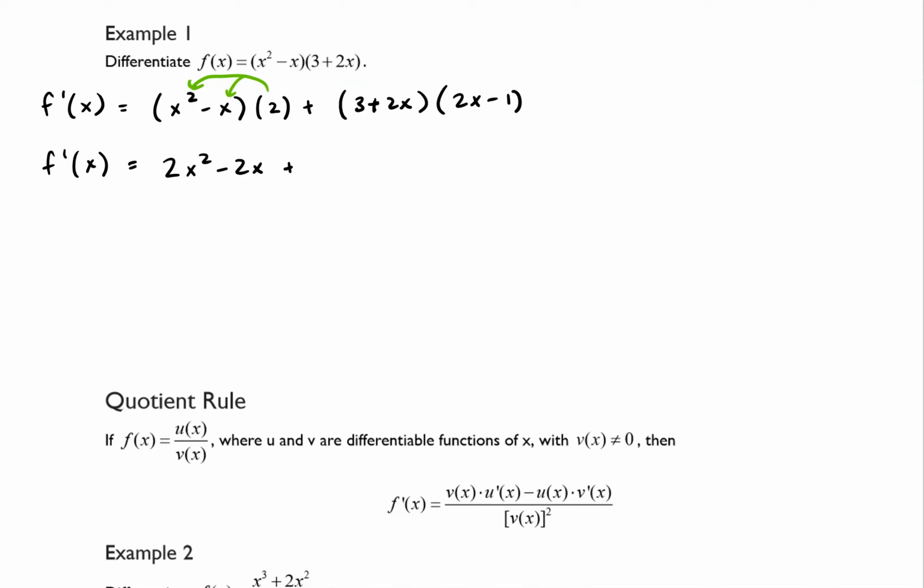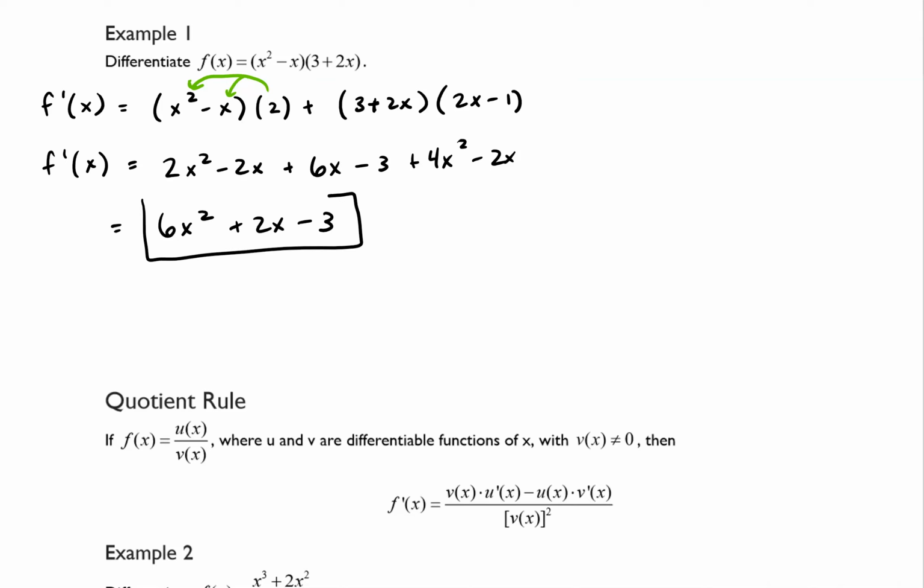And then plus, we're going to have to do some foiling. So 3 times 2x is 6x, minus 3 plus 4x squared minus 2x. So that's going to give us 6x squared plus 2x minus 3. This does match what we got last time.